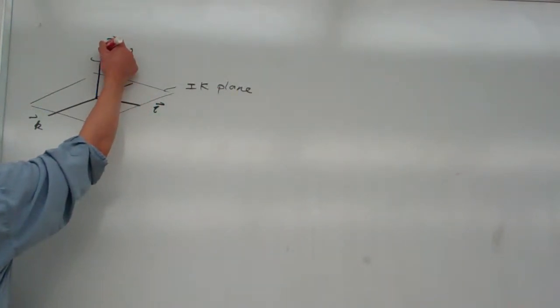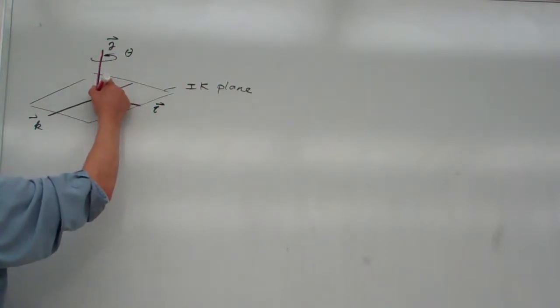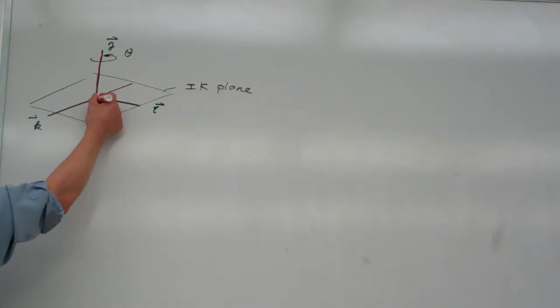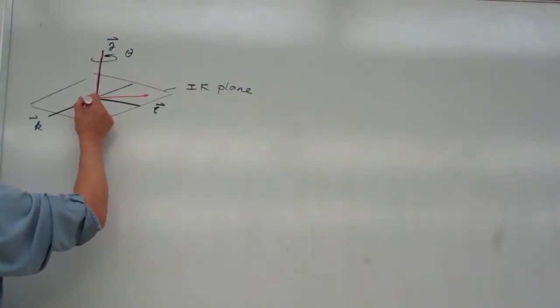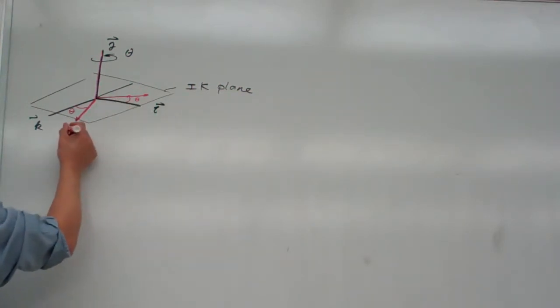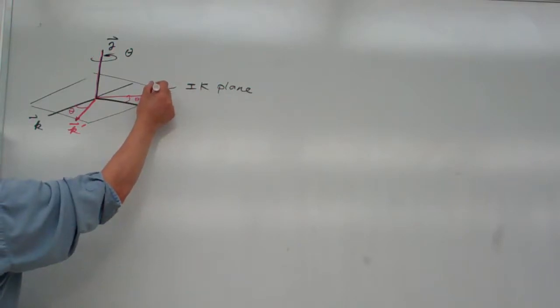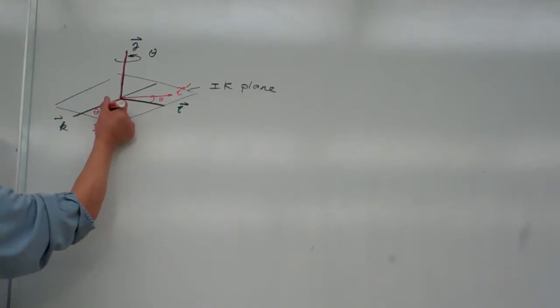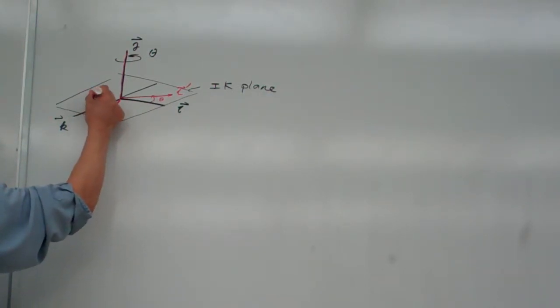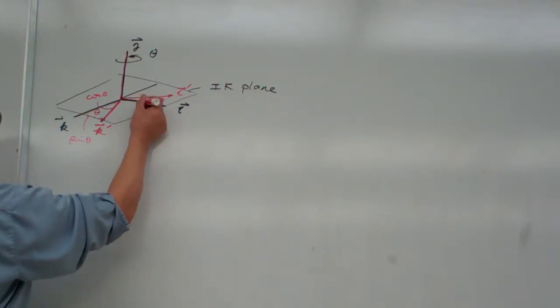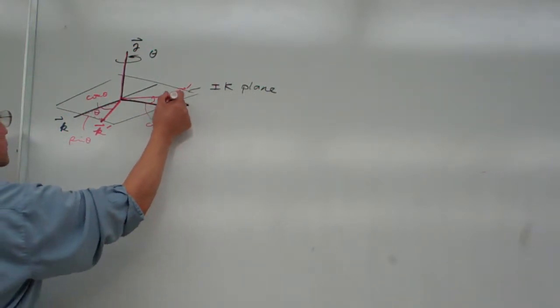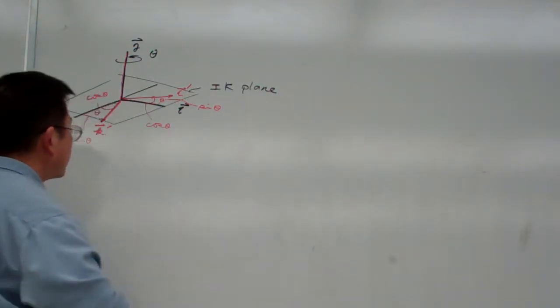So here is the new coordinate system. Here, this is theta, and this is theta. This is our K prime, and this is our I prime. Okay. The same thing, we simply project. So this is cosine theta, this is sine theta. The same thing, cosine theta, sine theta. Okay, with those things labeled, we can write it out.